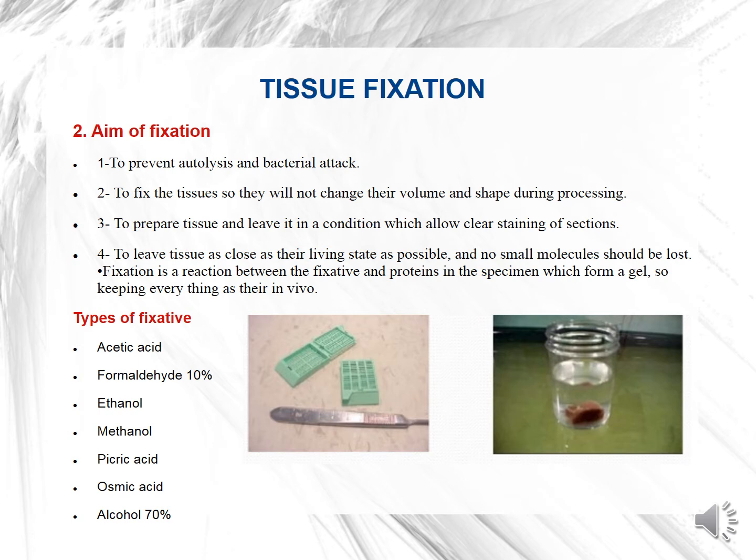Fixation is a reaction between the fixative and proteins in the specimen which forms a gel, so keeping everything as it is in vivo. Now there are many types of fixative. Commonly used in the lab are acetic acid, formaldehyde 10%, ethanol, methanol, picric acid, osmic acid, and alcohol 70%.